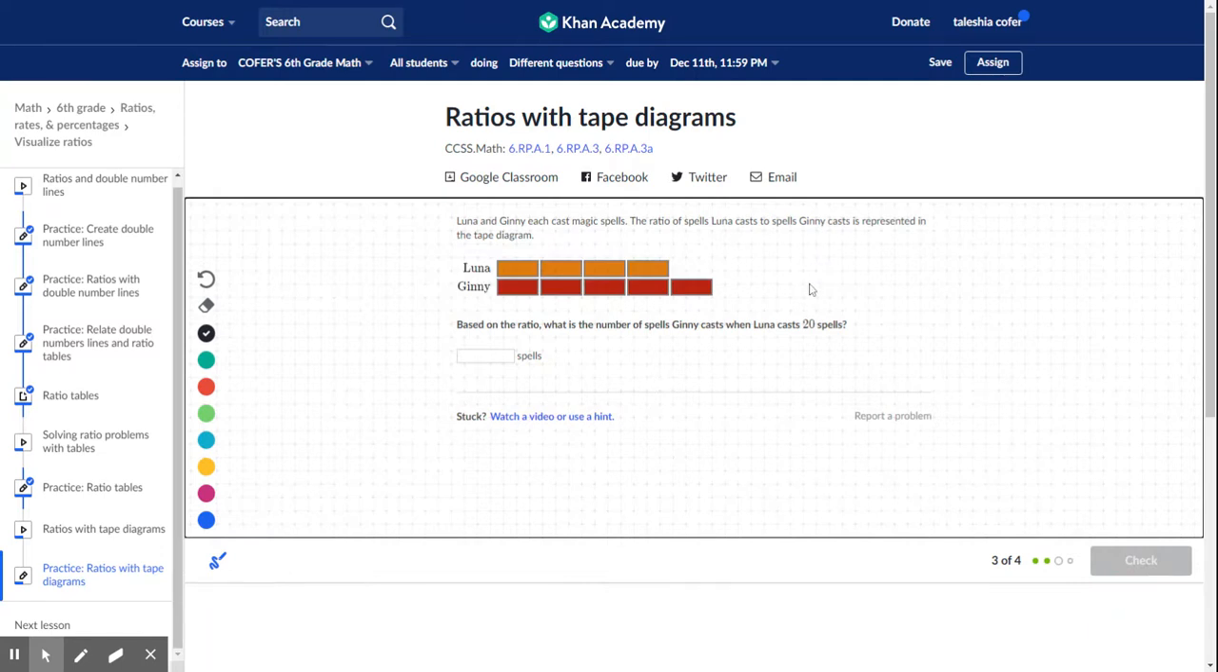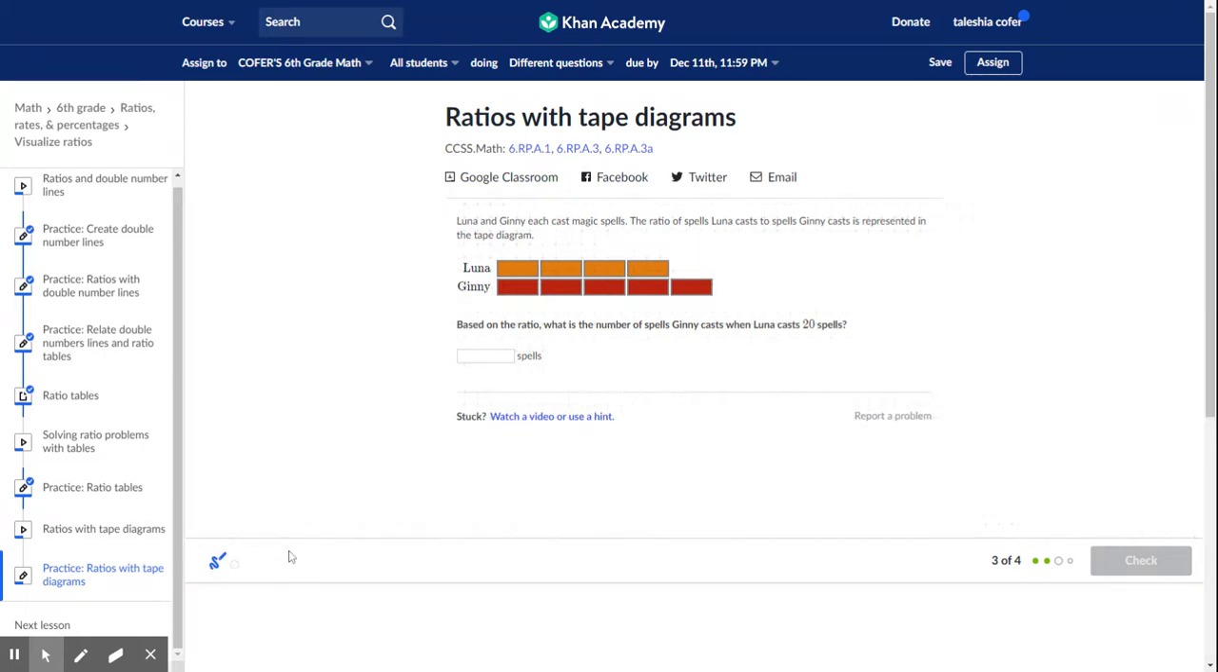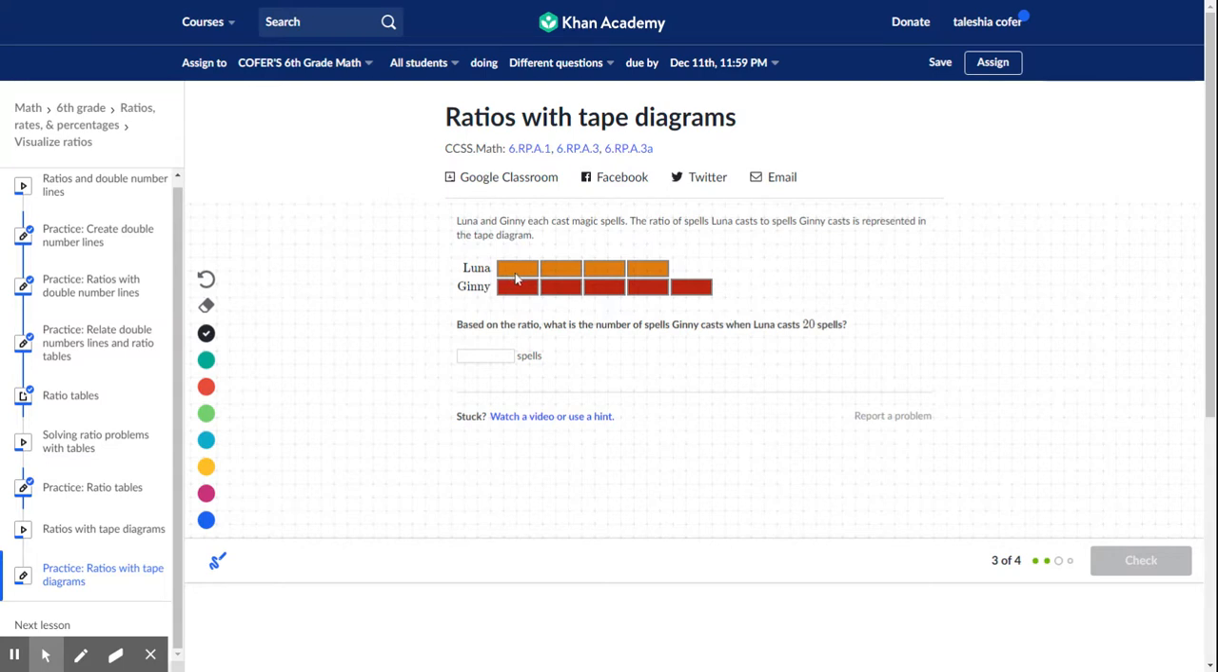Luna and Jenny casting some magic spells. Okay, the ratio of Luna's to Jenny's is listed below here on this tape diagram. They want to know how many would Jenny cast if Luna cast 20. So first off, let's count and see what we have here. We know that Luna has 1, 2, 3, 4. And Jenny has 1, 2, 3, 4, 5.